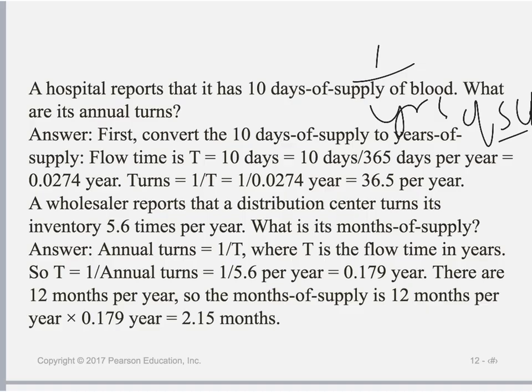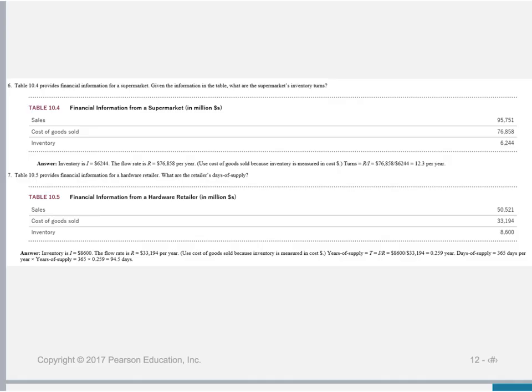Next, a wholesale reports that a distribution center turns its inventory 5.6 times per year. So what's its months of supply? Really, I would just take the 12 divided by 5.6 and you get the answer. So it's 12 months in a year. You turn 5.6 times a year. So it's 12 divided by the 5.6 to give you 2.15. Same thing. So that's another way of doing the calculation.